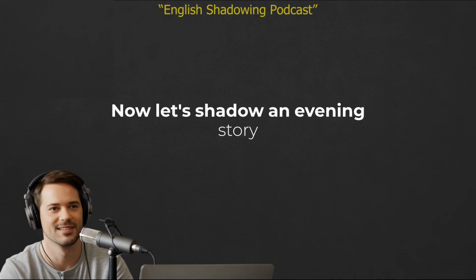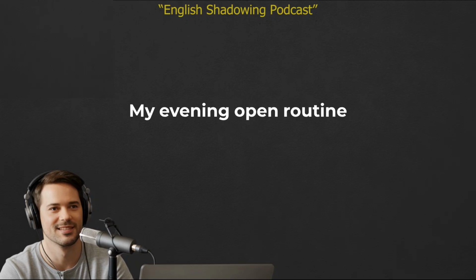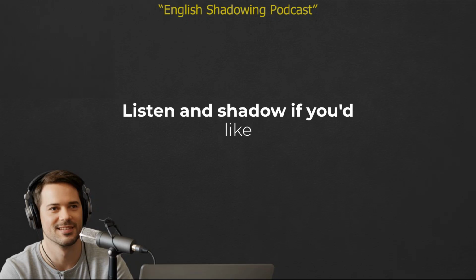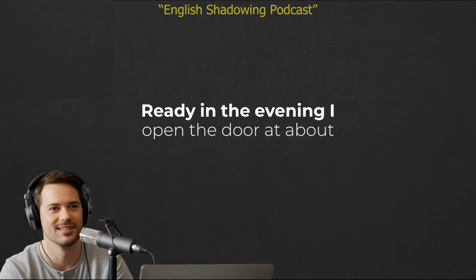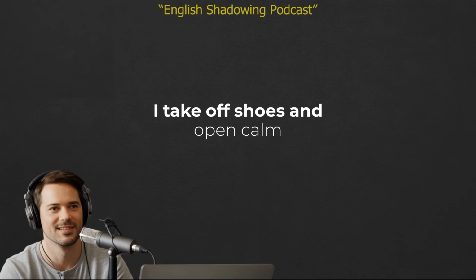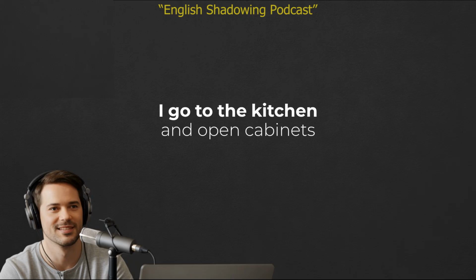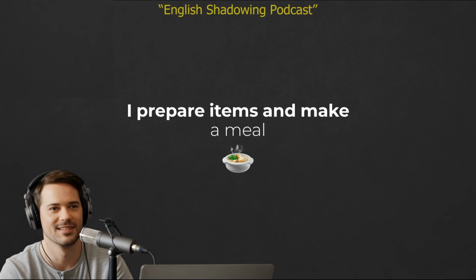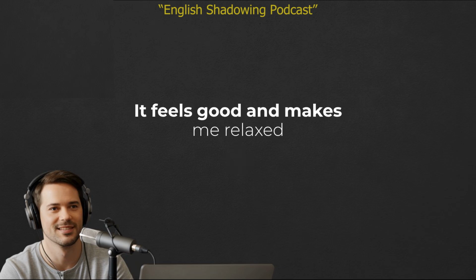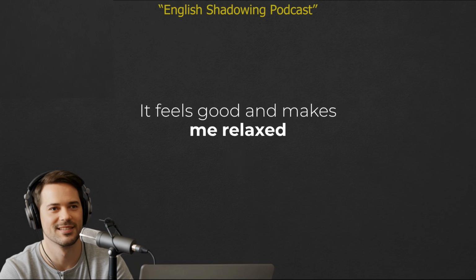Now, let's shadow an evening story. My evening open routine. Listen and shadow if you'd like. Ready? In the evening, I open the door at about 6. I take off shoes and open calm. I go to the kitchen and open cabinets. I prepare items and make a meal. It feels good and makes me relaxed.